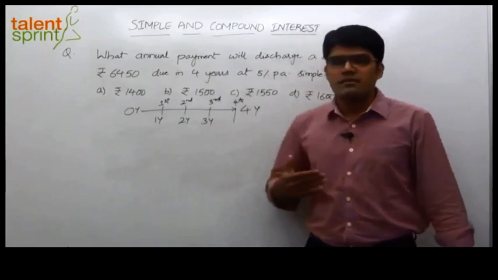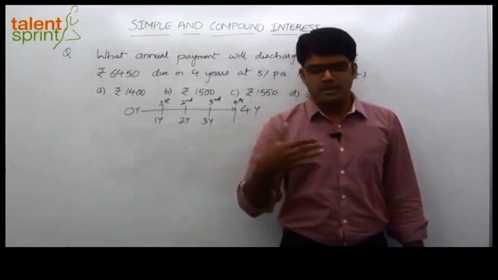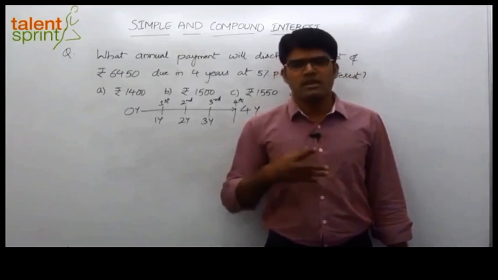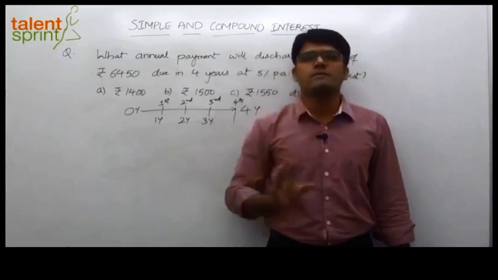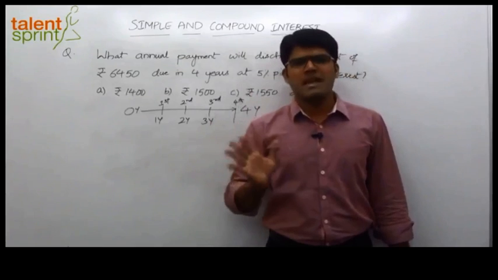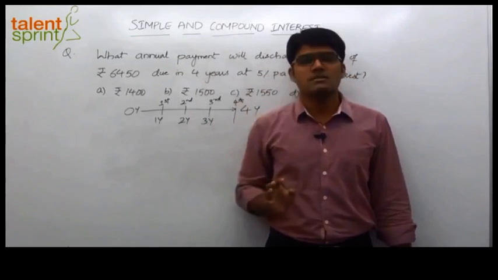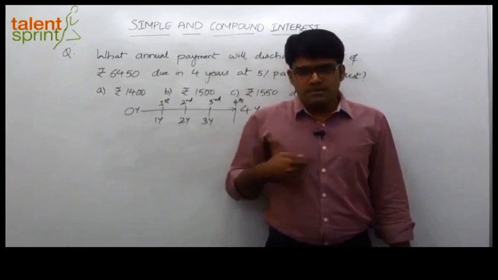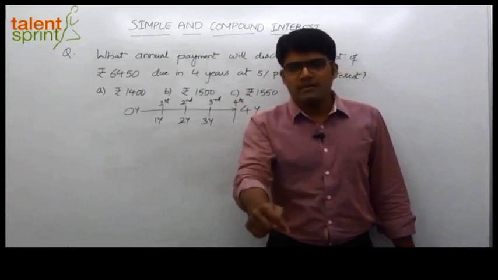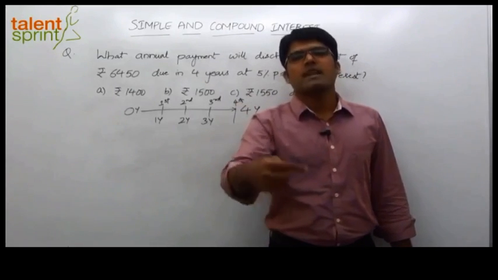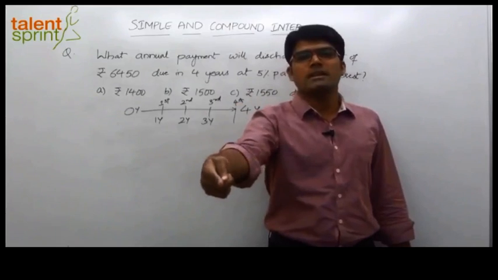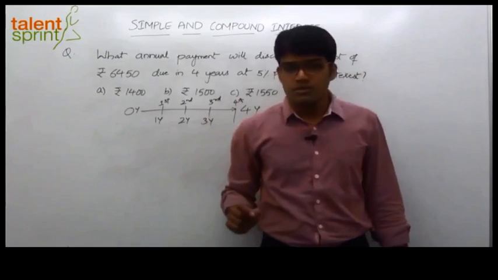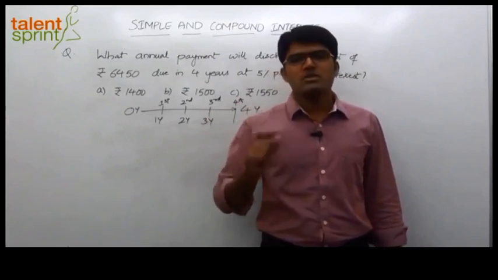So what happens? We have to give 4 payments. Now I have borrowed 6,450. The person says you give 6,450 after 4 years. So I have 4 years' time. Now it starts now. After 1 year I give the first installment, then after the second year the second installment, then after the third year the third installment, then after the fourth year the fourth installment. So 4 installments will be given.